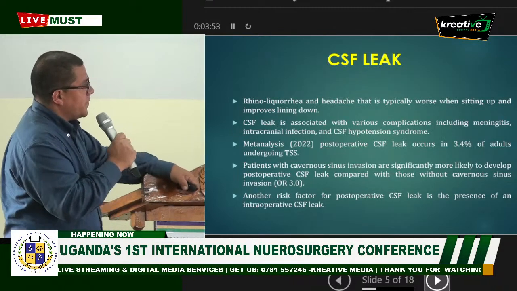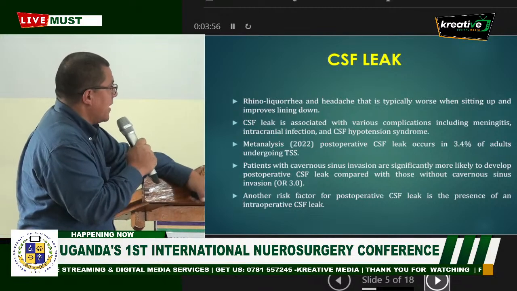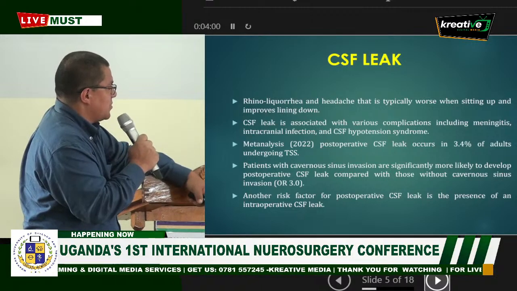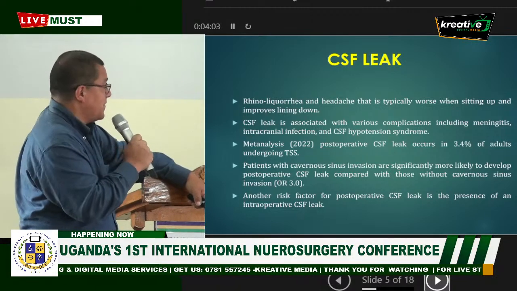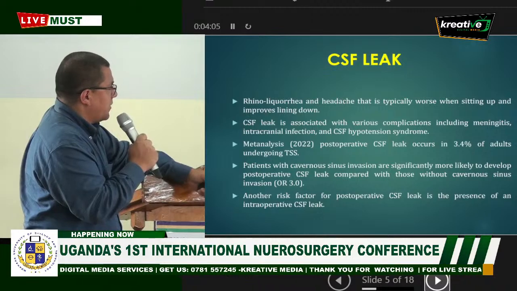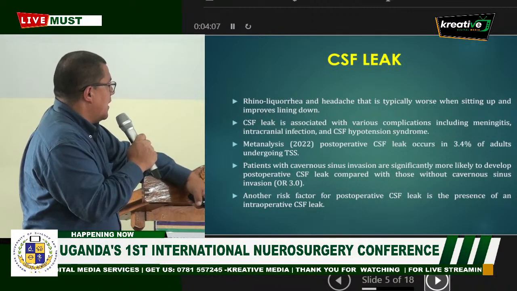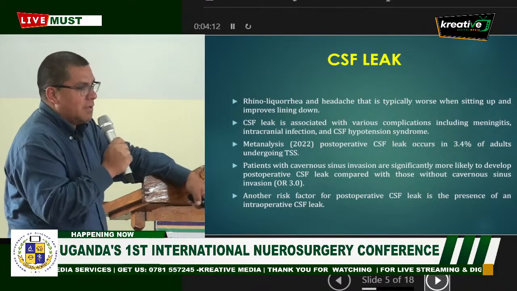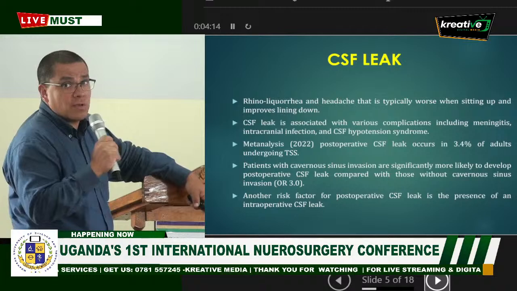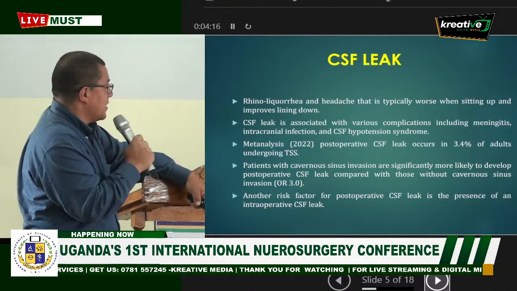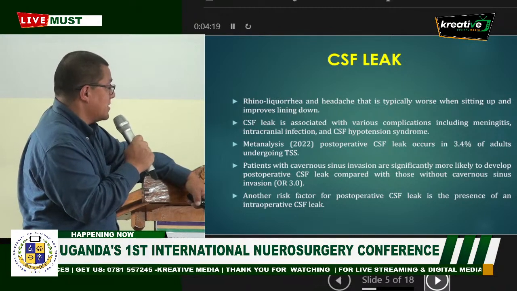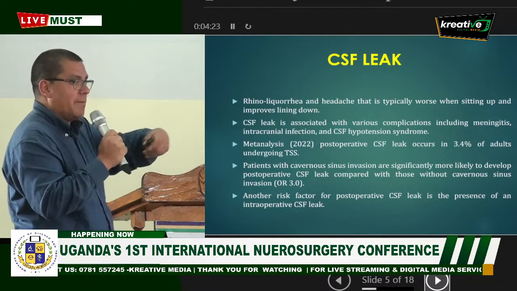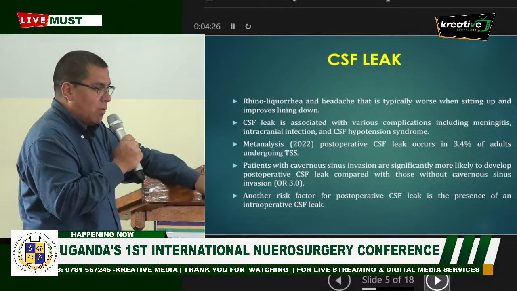So, speaking about CSF leaks, the problem with keeping a CSF leak going is basically the risk for infection and also intracranial hypotension, right? That's something that the patient can have, at a rate of 3.4%. And patients with bigger sellar or parasellar lesions, the ones that invade the cavernous sinus, can also have an increased risk for developing these leaks. And also if you have an intraoperative leak, it's something that can continue and potentially get worse.